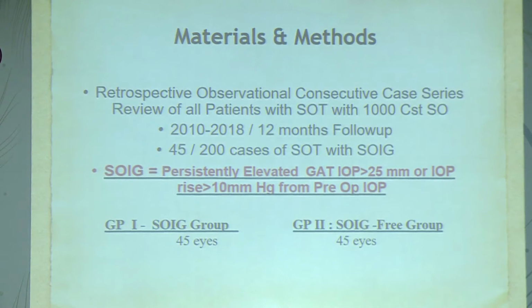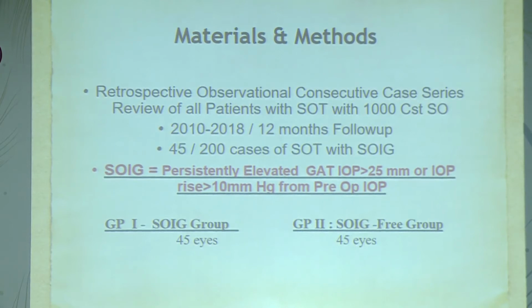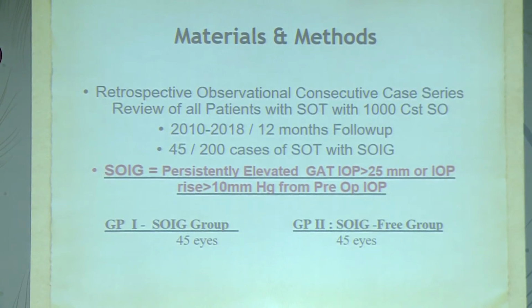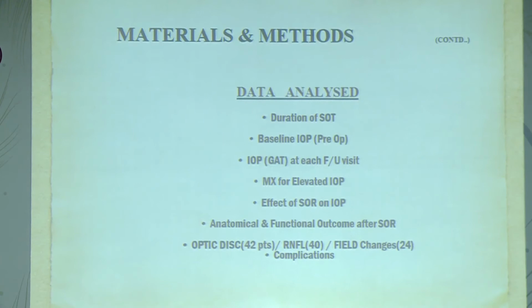This was a retrospective observational consecutive case series on all patients who underwent surgery at our center between 2010 and 2018, who had about 12 months follow-up duration. For the purpose of this study, SOIG was defined as a persistently elevated Goldmann applanation tonometer reading of greater than 25 millimeter of mercury at 2 consecutive visits, or a rise of more than 10 millimeter of mercury from the baseline value. We had two groups of patients, those with SOIG and those who were SOIG free. These were the data that we analyzed, and wherever the media and the visual acuity permitted, optic disc evaluation, RNFL analysis, and field changes were done.